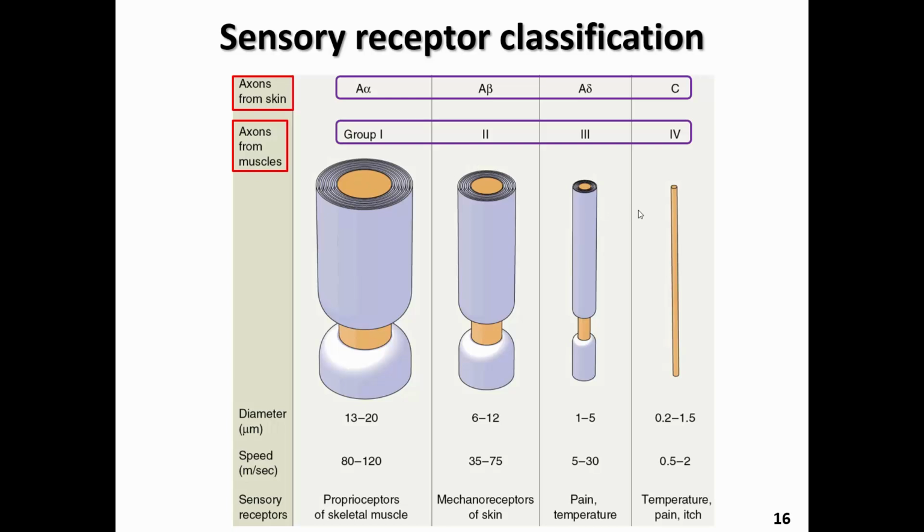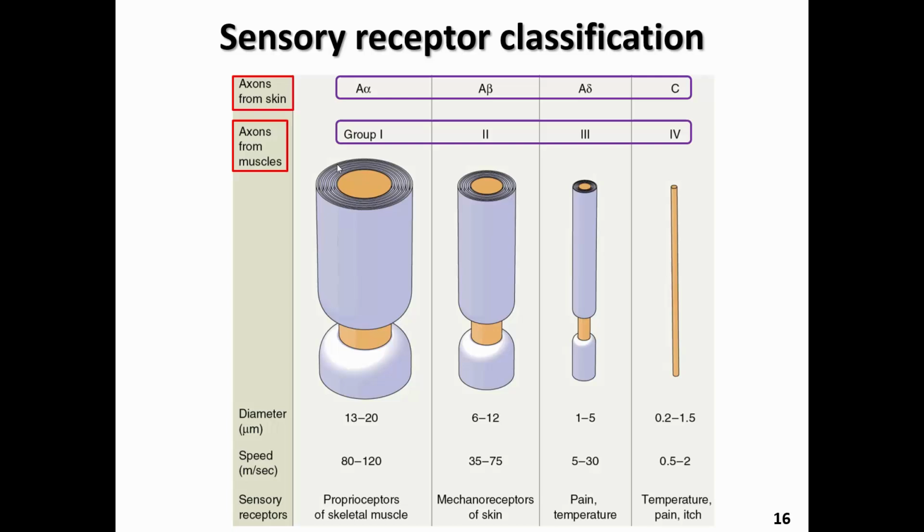And these drawings represent the general physical characteristics of these sensory receptors. So what we see here is that A alpha or group 1, depending on if we're talking about skin or muscles, these sensory neurons have very similar physical characteristics. And as we move from A alpha to beta to delta to C, group 1, 2, 3, and 4, we see the general pattern where the axon of that sensory neuron, depicted here in orange, has a smaller and smaller caliber or diameter size.